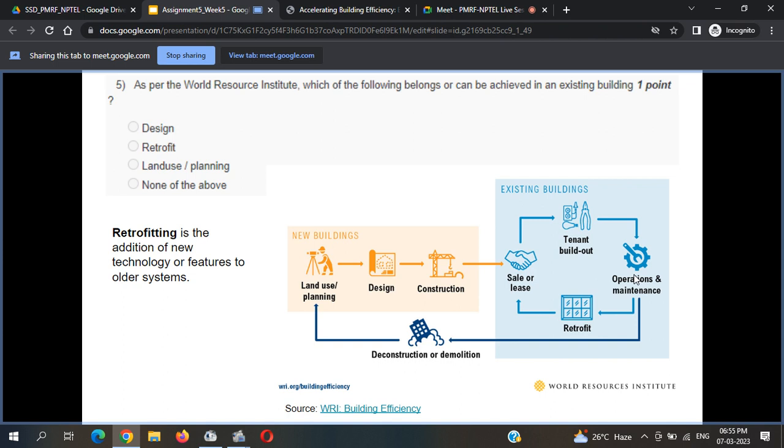Retrofitting in a building can be, for example, if you want to increase the energy efficiency, you can retrofit the building with new electrical features or new energy systems. That is one example of retrofitting. If you want to increase the efficiency of a building which already exists, you don't have the option to land use plan, design or construct a new thing, but you can definitely retrofit new features or new technology into the existing building. So I think this is clear. Retrofit, or retrofitting, is the correct answer for this question.